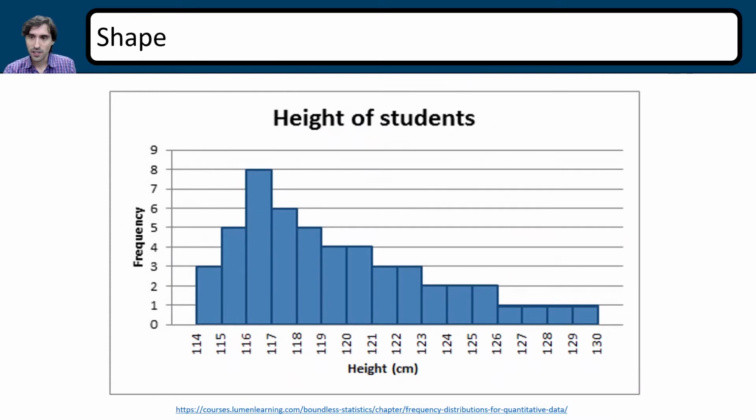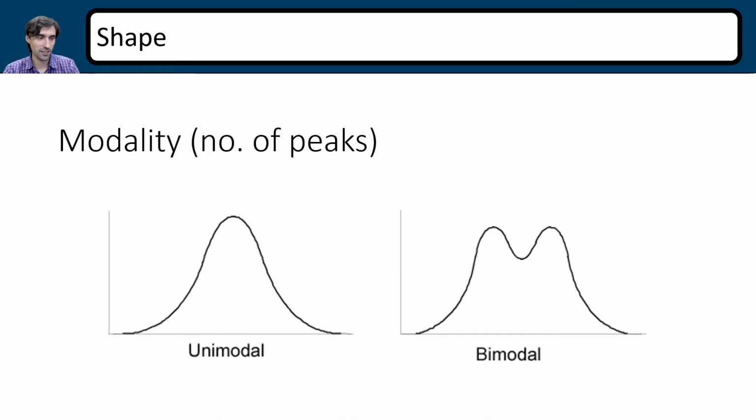With shape, you can really start to see what sort of skew this is, positive or negative. Hopefully you thought positive, or you're texting. I don't know what you're doing.